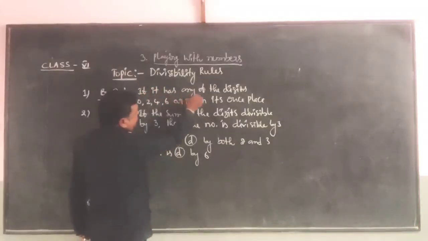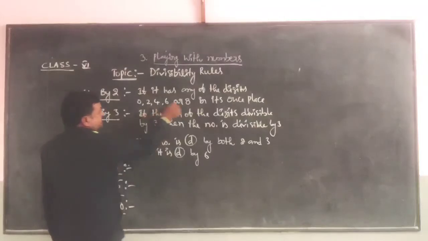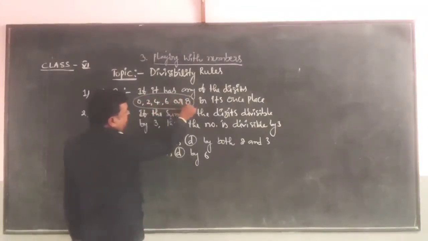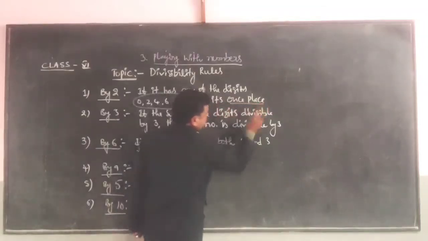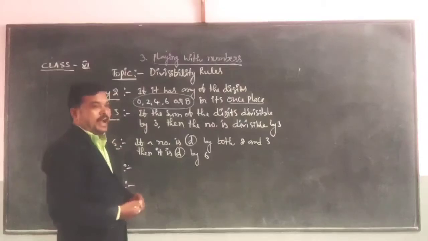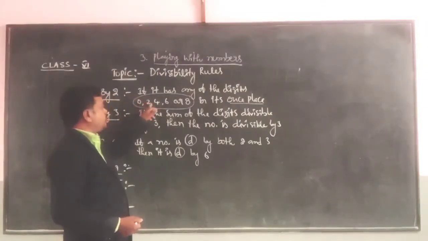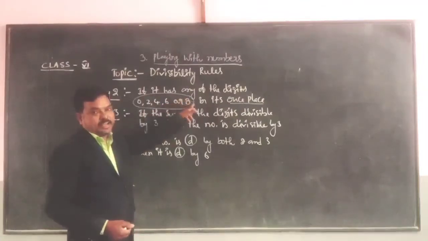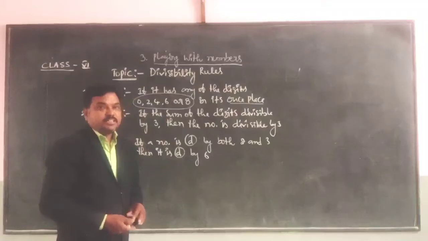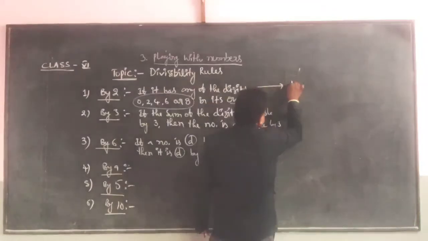Suppose the given number has any of the digits among 0, 2, 4, 6 or 8 in its ones place. Generally, in a given number, if the last digit at the ones place is 0, 2, 4, 6 or 8, any one of these digits, you can say that the given number is divisible by 2. See this example.